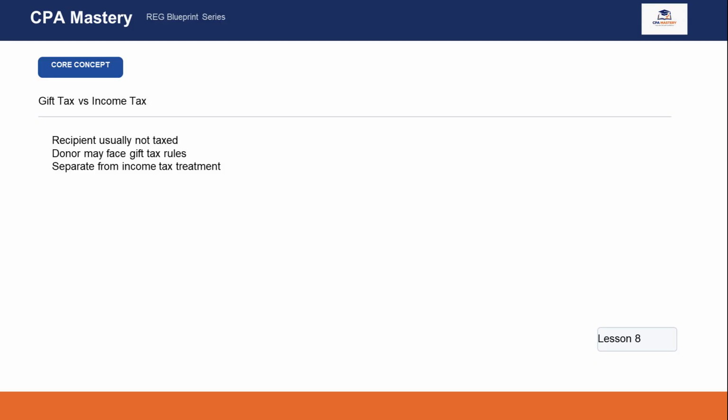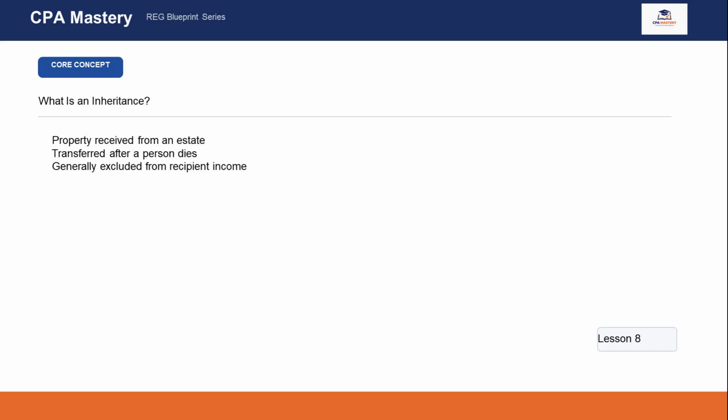For REG questions focused on gross income, the main point is that a true gift is generally not taxable to the person receiving it. So when you see a gift on the exam, keep your focus on the recipient's gross income unless the question specifically shifts to gift tax issues.